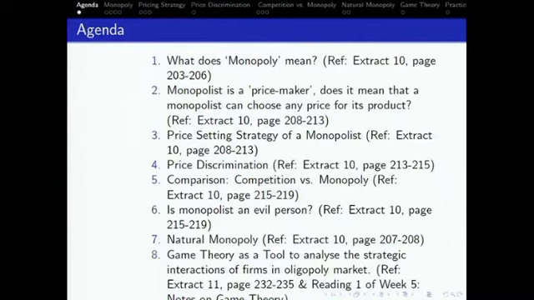I'm not sure whether I can cover the game theory or not this time, but I'll try my best. If not, we'll cover it in the next relevant lecture class, right?